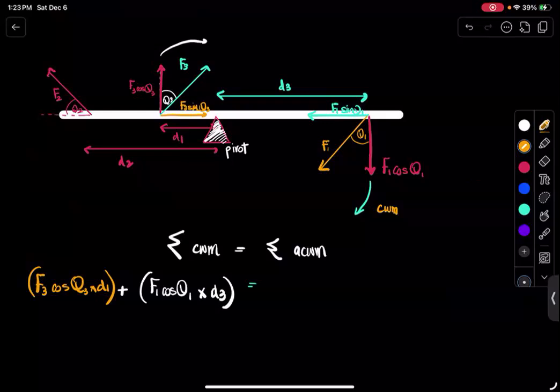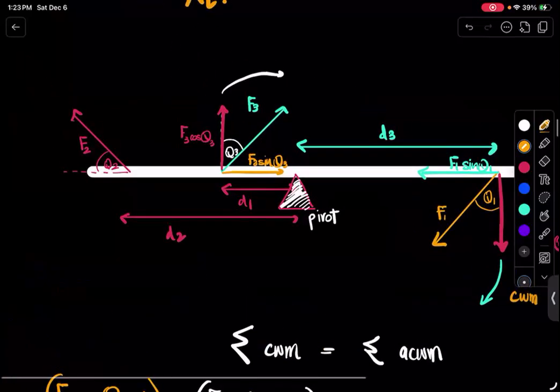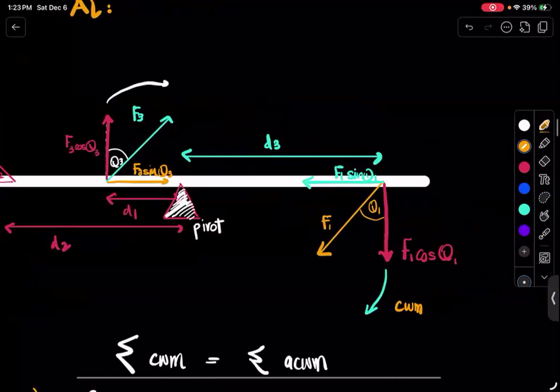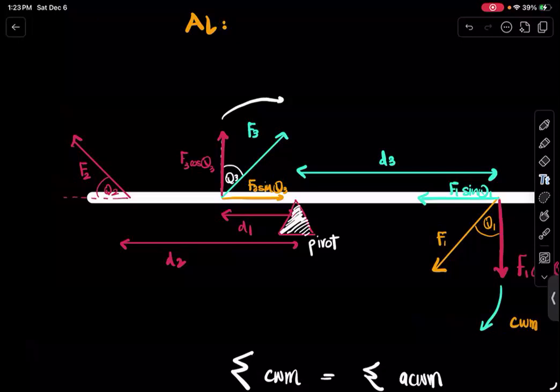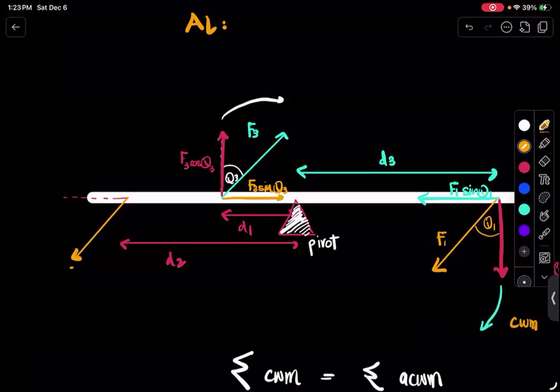Okay. Now, what about the sum of my anti-clockwise moments? Let's check. Oh, wait, one second. So the clockwise, and okay, this should be in the other direction. One second. Okay, F2, and this has theta 2. Okay. So now this F2 is also going to have two components.